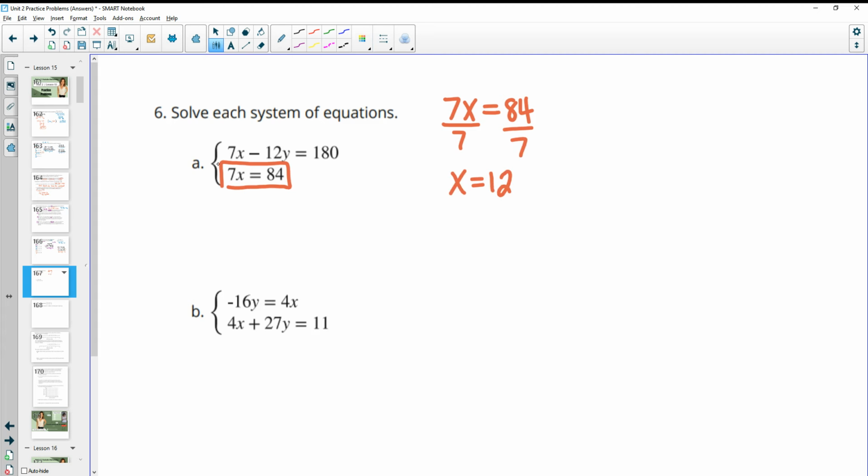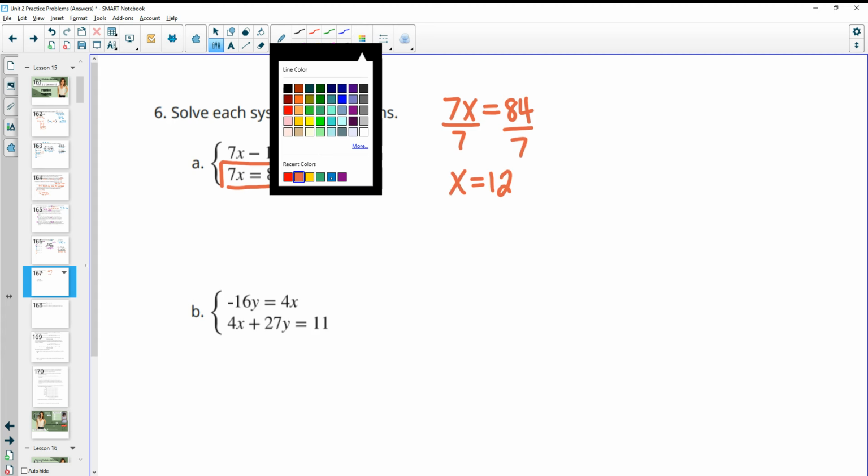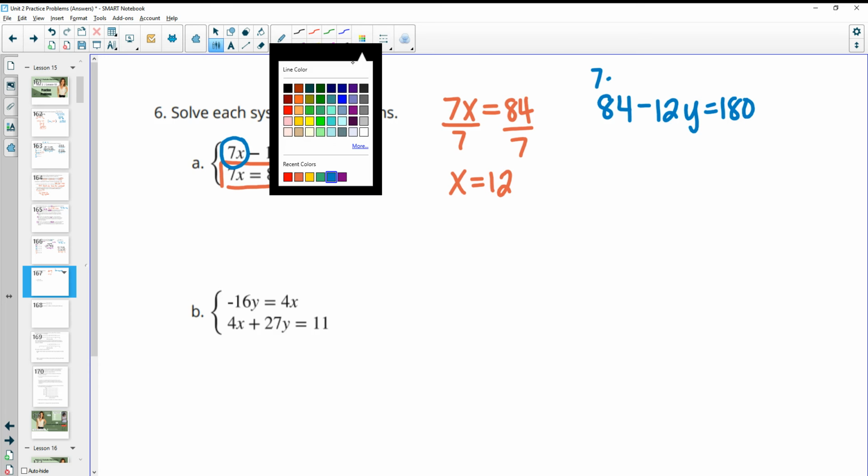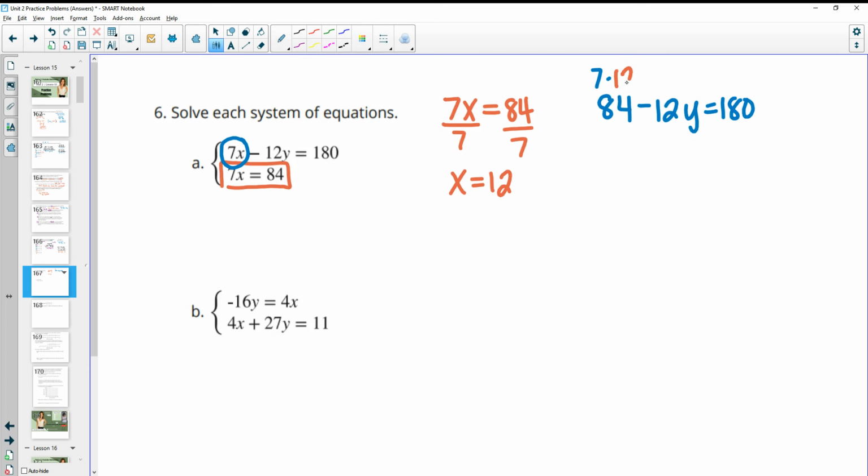Then you can go ahead and plug this into this top equation here. So you can just plug 12 in for x. However, we know if we do 7 times 12, it's going to be 84. It shows us that right here. So you could just start with 7x being 84 minus 12y equals 180. And again, if that's too big of a leap, this is really just 7 times 12. We plugged in 12 for x, and 7 times 12 is 84.